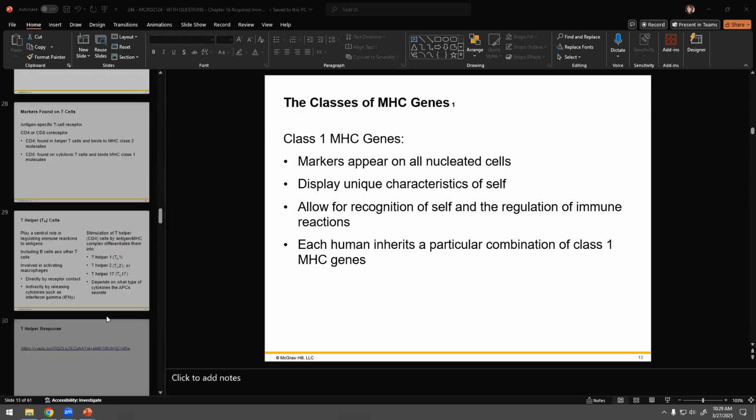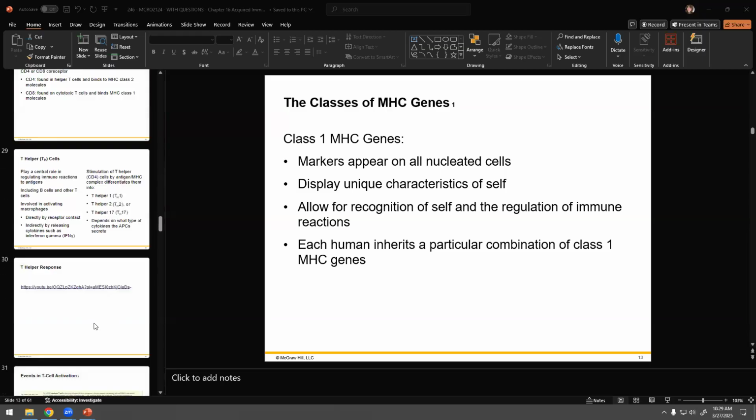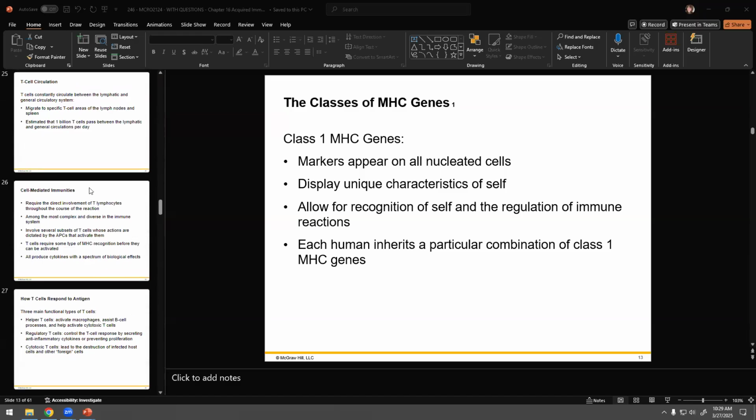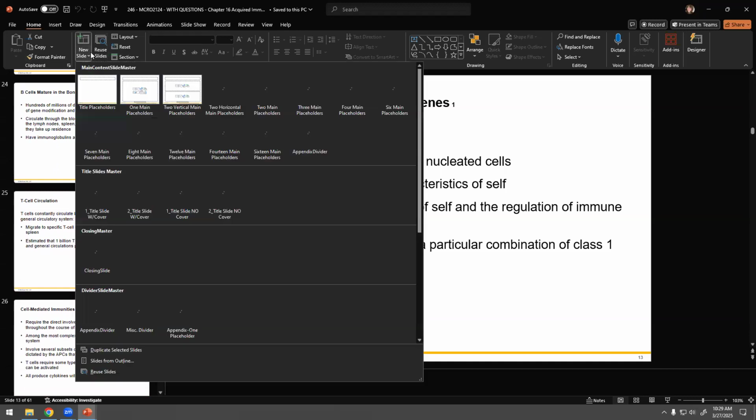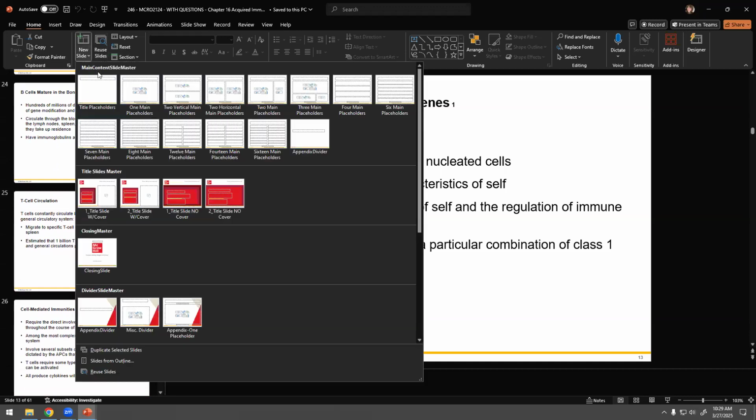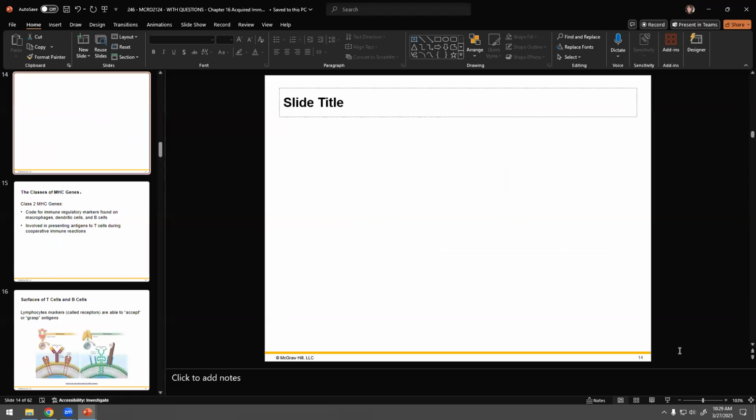And where I want to do this, T helper right here. And new slide. Just want a blank slide. There we go. All right, cool. So I'll just draw it on here.